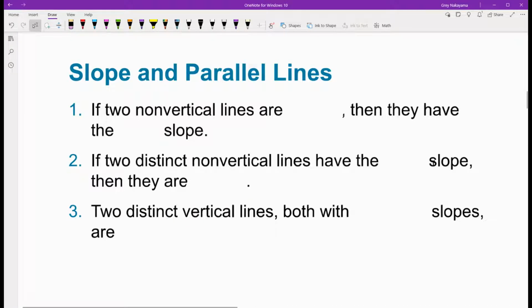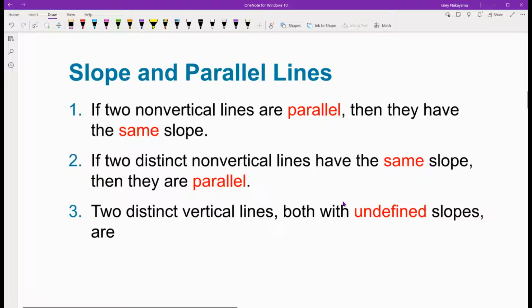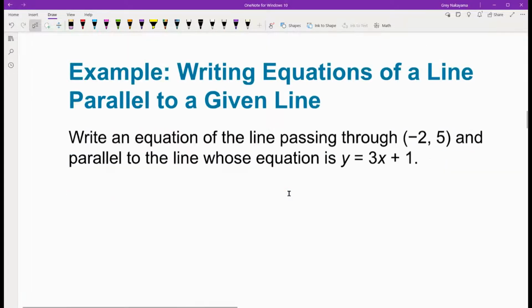So remember, you have learned before that two non-vertical lines are parallel if they have the same slope. And the converse is also true: if they have the same slope, then we know that they're parallel. Because vertical lines do not have any slope, we have to say that two distinct vertical lines, both with undefined slopes, are parallel, because it's hard to say that they're the same if they're both undefined.